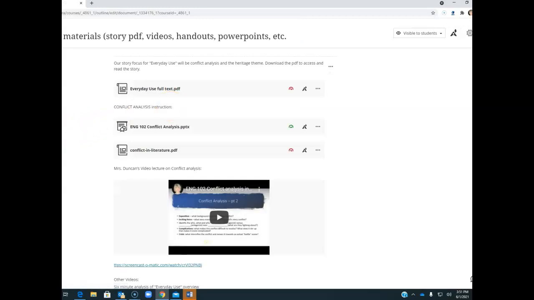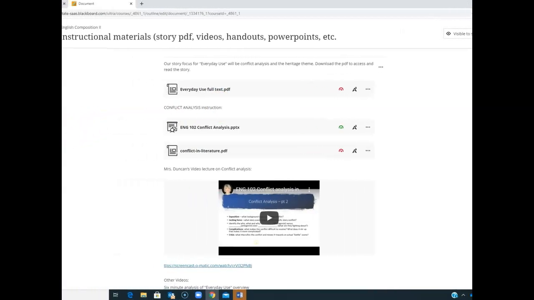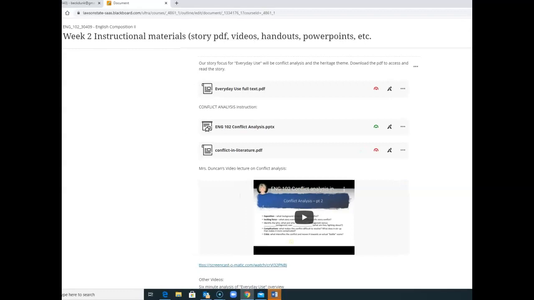And our focus, we'll have a different analysis focus each time. If you look here, we don't have a textbook, so all the materials are here in the instructional materials. So there's a PDF of the story that you can read there. So start with that. Then our emphasis is on conflict analysis. And I explain that. I have the PowerPoint, I have a PDF. And then you should definitely listen to the video lecture because that's the instruction on it.